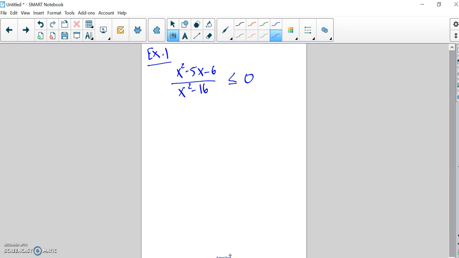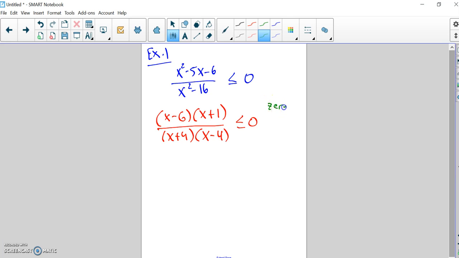Okay. So what I'm going to start out by doing is I'm going to factor the top and the bottom of this. Okay, both of these you can use the shortcut. So on the top, 2 factors of negative 6 that add up to negative 5, or negative 6 and 1. And then on the bottom we have a difference of perfect squares. So x squared minus 16 is going to factor as x plus 4 times x minus 4. Okay. Once we get to here, this is good. Now we can start looking for the zeros from the numerator and the undefineds from the denominator.